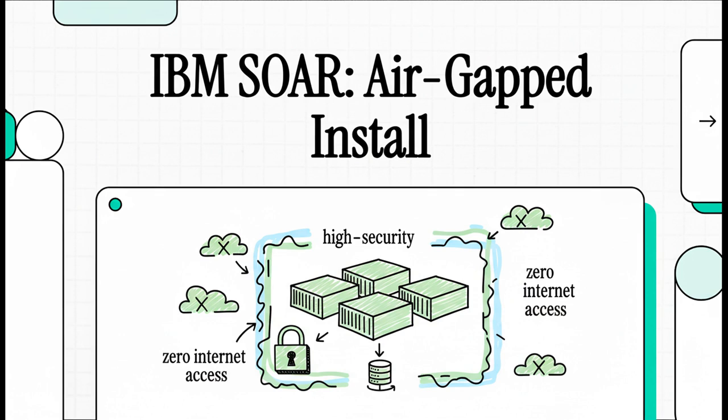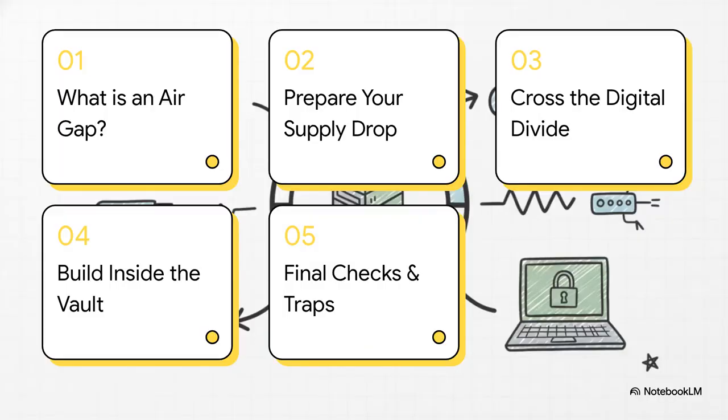Our job here is to take what looks like a super dense technical manual and turn it into a clear step-by-step strategy. This is how you win in the ultimate digital lockdown. So here's how we're going to break this down. Our whole operation has 5 main stages.